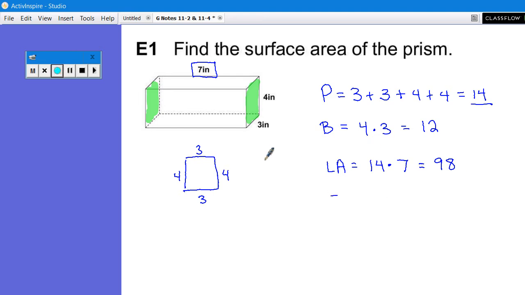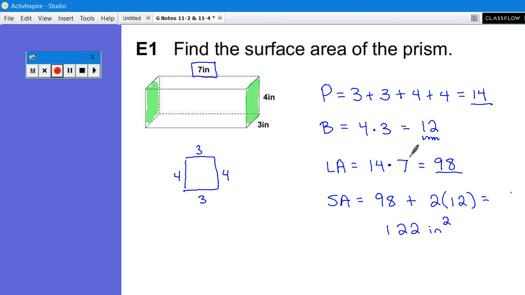And then to find our surface area, again, remember, we're going back to that formula. It said the surface area is just the lateral area, so it's going to be that 98 plus 2 of our bases, which again, we already have right here at 12, so 2 times 12 right here. And that means that our surface area is going to be 122 inches squared. We're still doing area, so we're still having square units.